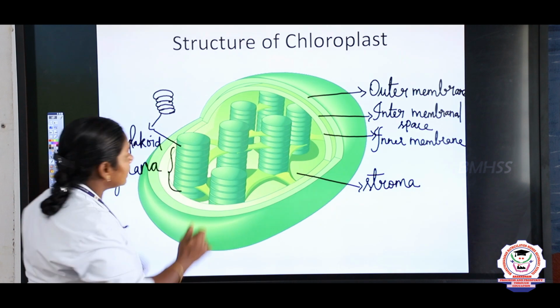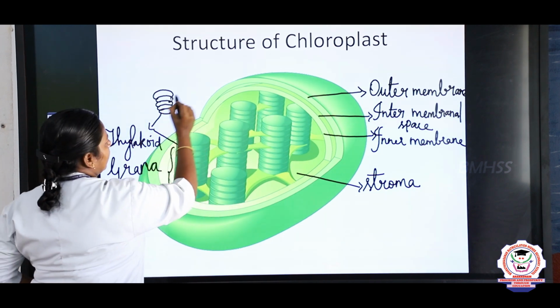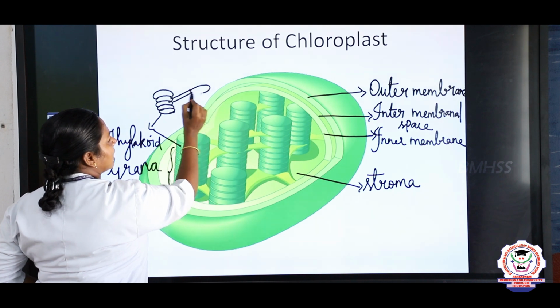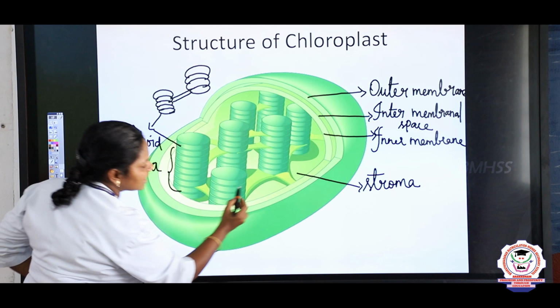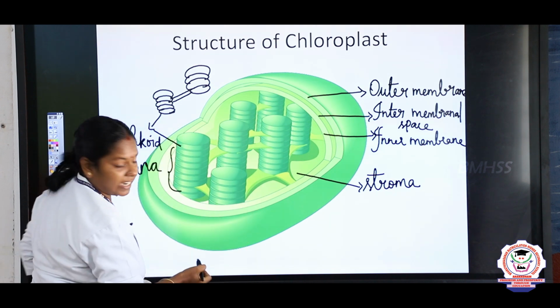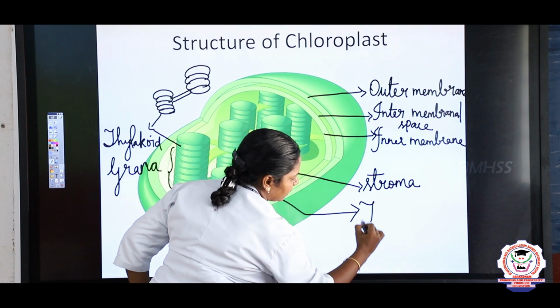Here each grana is connected to the others. For example, this is a grana and it is connected to another grana by means of some connections, right? These pale green color connections we call the Fret channels. What do we call them? Fret.